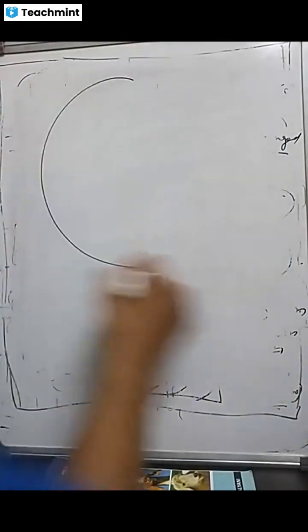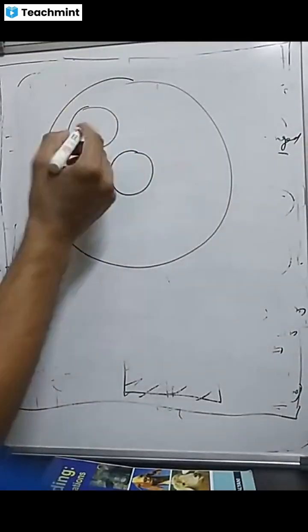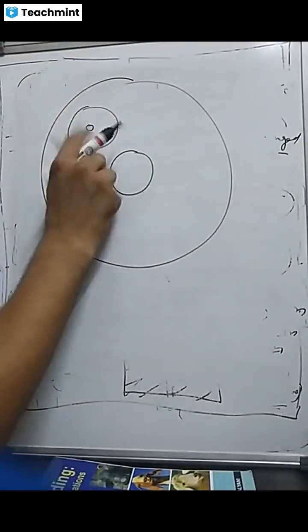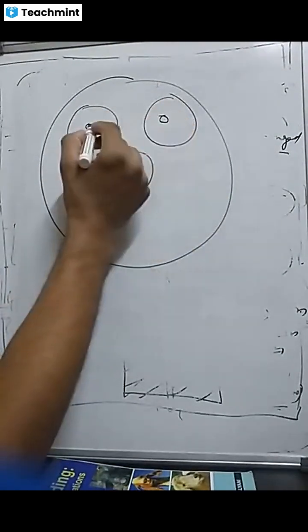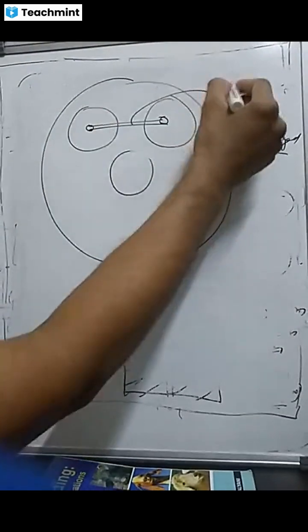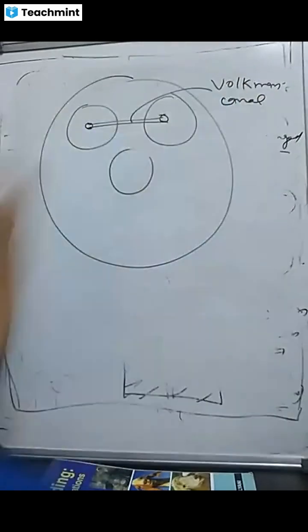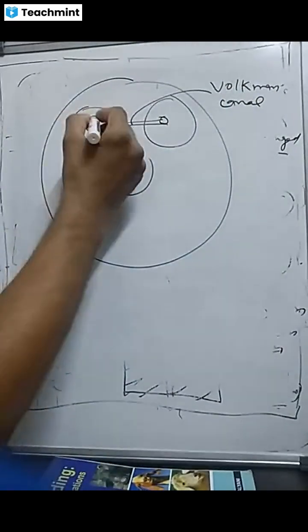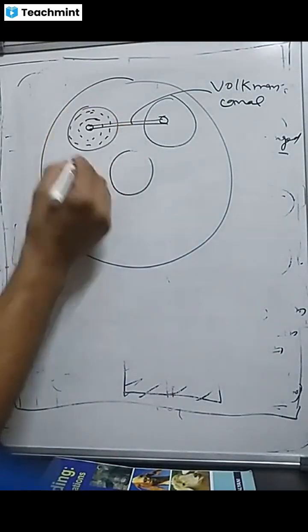Next, this is the osteon or Haversian system having this canal. These two osteons are connected by something called Volkmann's canal. They are connected. This circular arrangement is known as the lamellae.